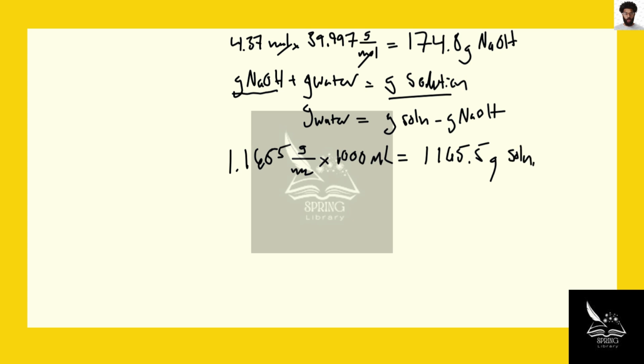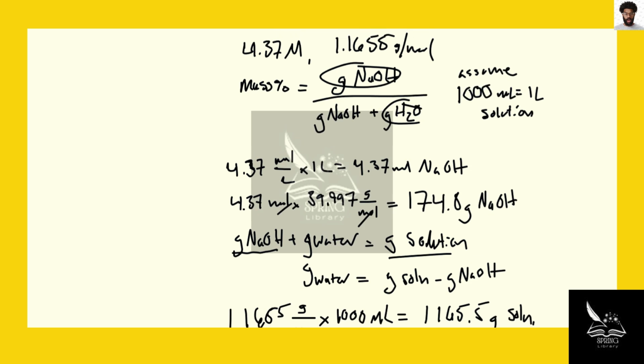And so we said our grams of water is just going to be grams of solution minus grams of sodium hydroxide. We already calculated grams of sodium hydroxide, so grams water equals 1,165.5 grams minus 174.8 grams. 1,165.5 minus 174.8. We get 990.7 grams. So now we have grams of water, and given our formula, we should be good to go.